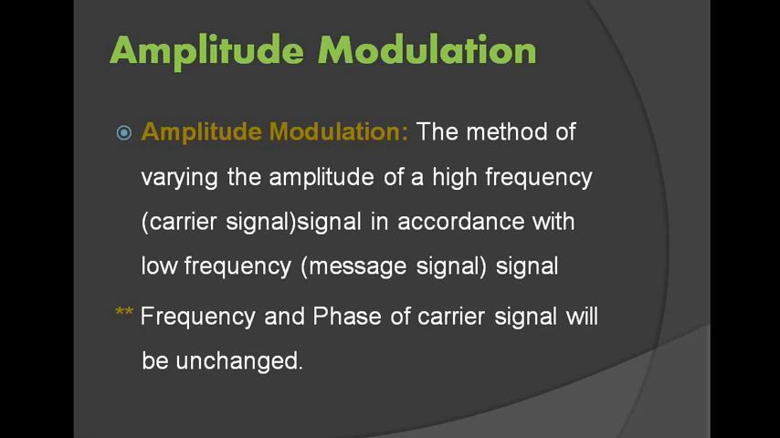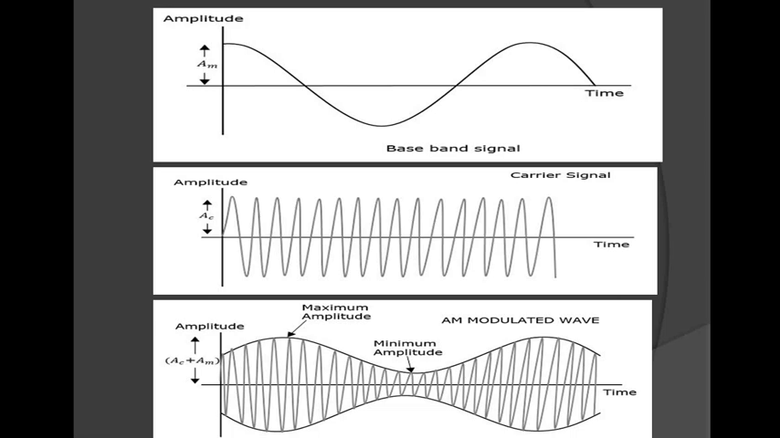So we'll see how amplitude modulation actually works. How the message signal will appear, what the carrier signal is, what the amplitude is, and how you measure the amplitude in terms of volts. This is the message signal that I am giving. You are varying the amplitude of your carrier signal in accordance with your message signal, so the frequency and the time period should be unchanged.